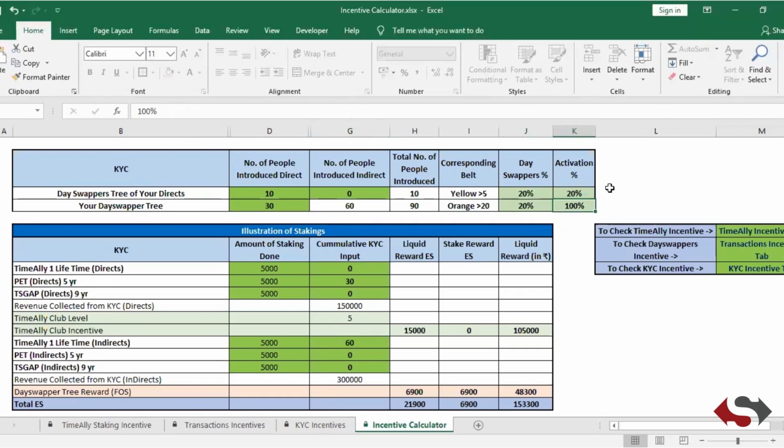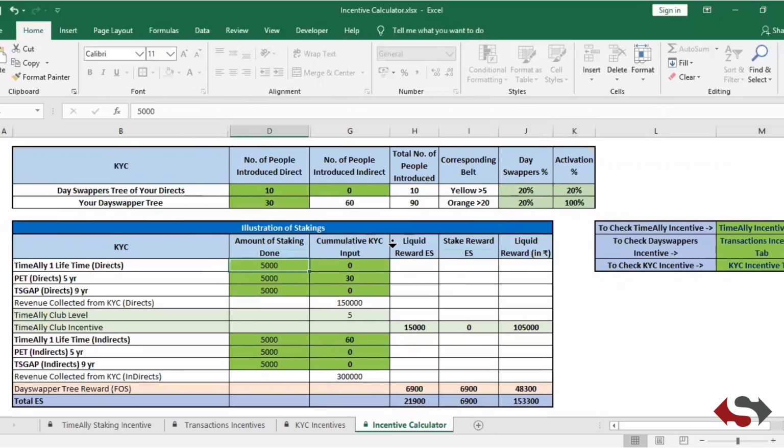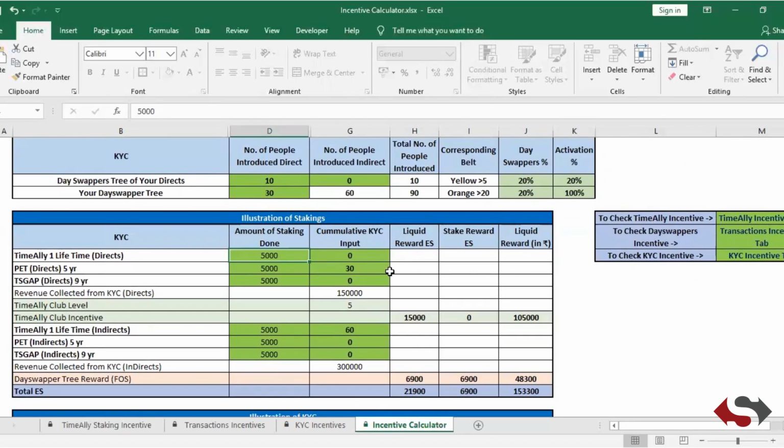I'm performing on a daily basis to achieve this target. Regarding the staking, I'm taking a condition that suppose I'm staking around 5,000 Eraswap, and I have people staking around 5,000 Eraswap. In the TimeAlly plan around 10 of them, in PET around 5 of them, while in TS Gap around 10 of them. Only 25 people of my team are going to be doing this staking.